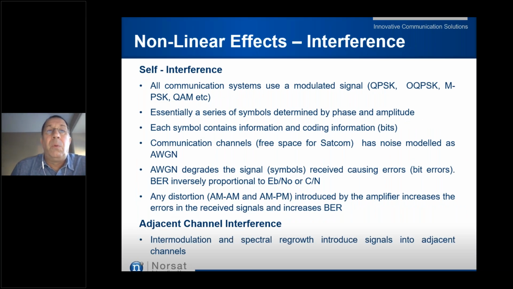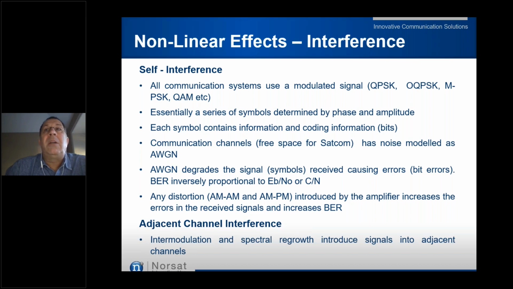So, why is this all important? Well, all communication systems use a modulated signal, and that modulated signal is QPSK, offset QPSK, 8-PSK, QAM, all these different modulated signals, and essentially these are a series of symbols that are determined by phase and amplitude. In a phase modulated system, each symbol is determined by phase. In a QAM, it's a combination of phase and amplitude. Each symbol contains information, encoding information, typically what we call the bits.